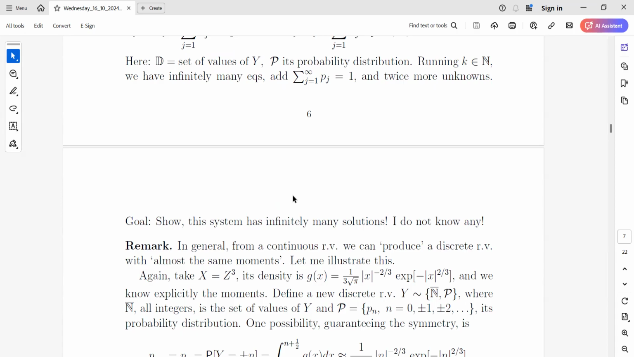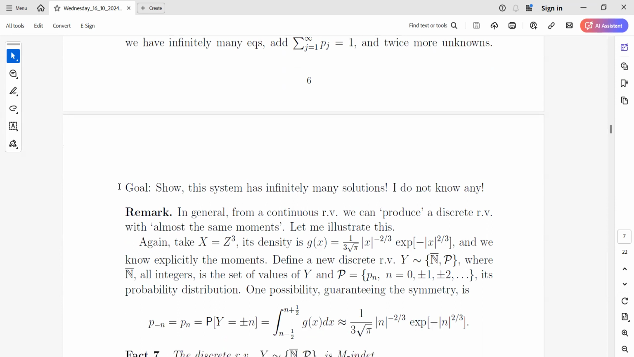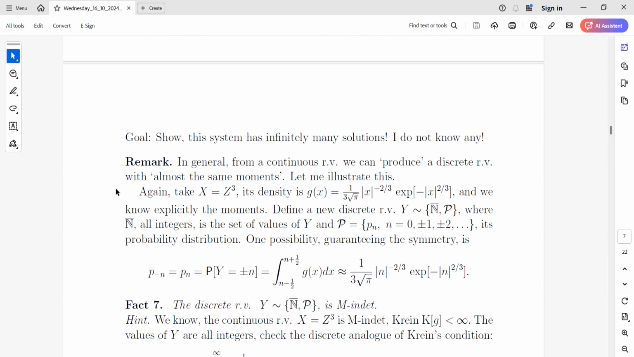I will be happy if somebody gets such a discrete random variable. I know what to do with this. I will cite you. I will make you very famous. I know how to do this.